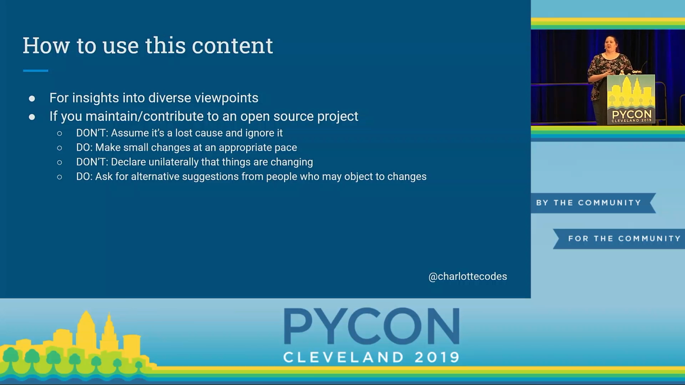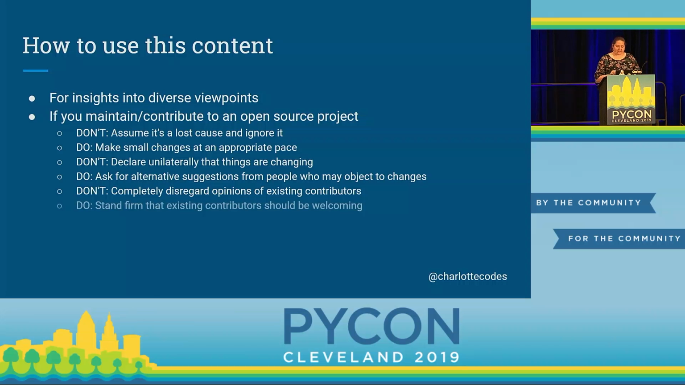Say, okay, well, here's the problem we're trying to solve. All the suggestions I'm going to give you, I'm going to tell you exactly what the problem is that we're trying to solve. So, present this and let it be a conversation within your project. If somebody objects to a specific change, ask them, okay, well, do you have another alternative to solve this problem? Do not completely disregard the opinions of your existing contributors. They are still important. But do stand firm that existing contributors should also be welcoming to new people.